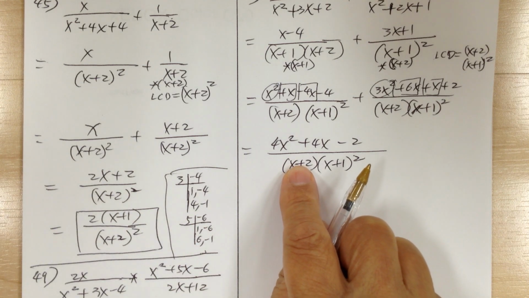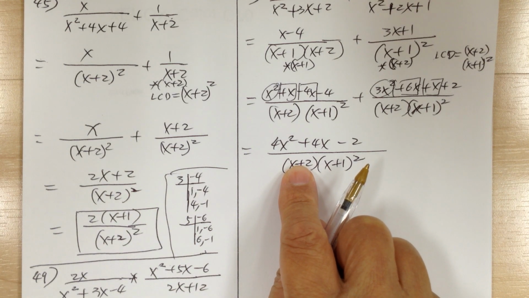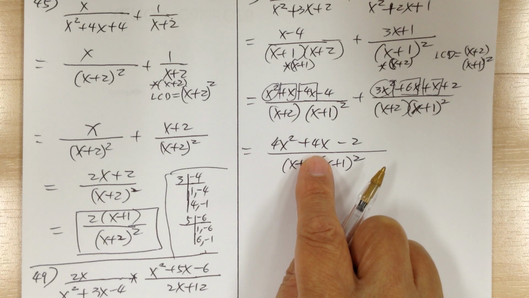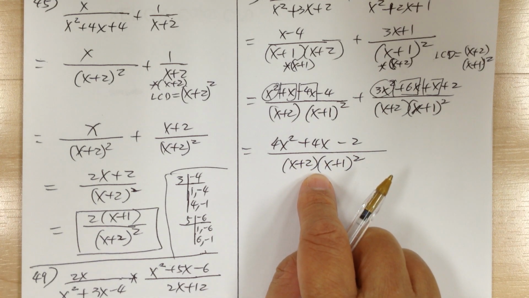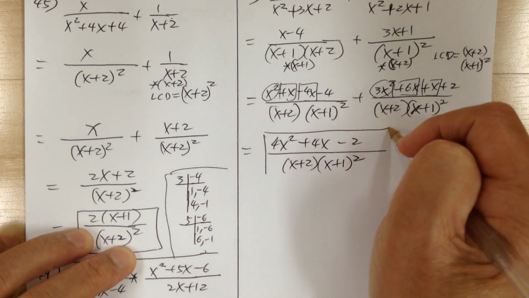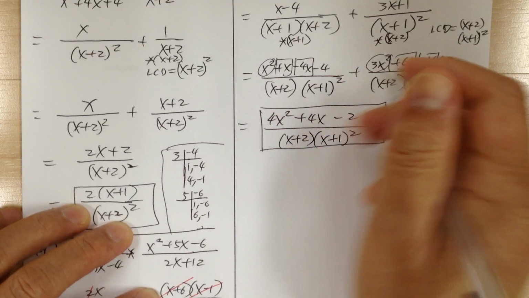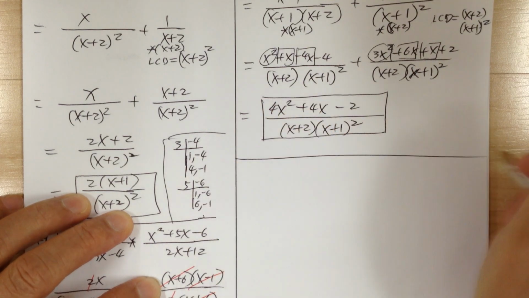Okay, and then this one you can factor the 2, but it doesn't do any good because you cannot cancel anything with the bottom, and so this would be it. Okay, again, you always check to see if you can factor and cancel.